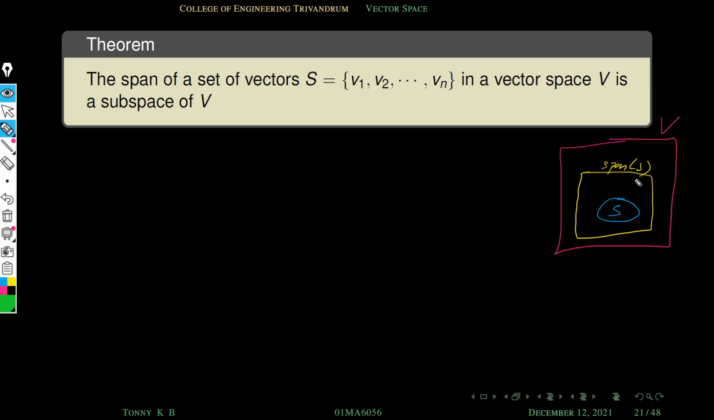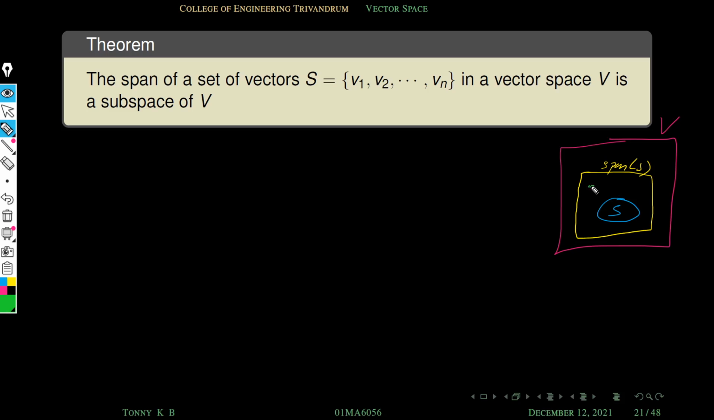That is always a subspace of V. Subspace means it is itself a vector space under the operations of V. Clear? We can easily verify this result because we have to verify only two conditions. What are the two conditions?